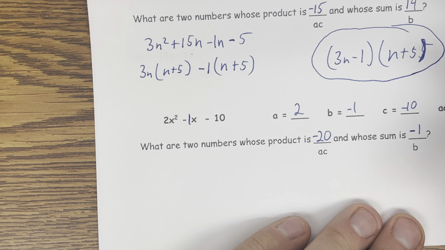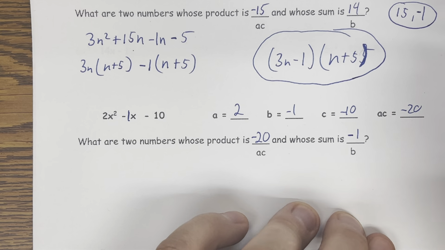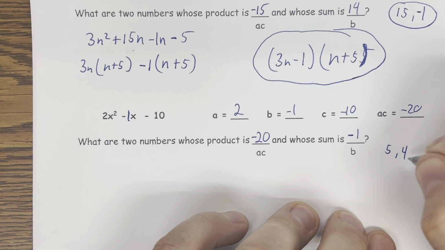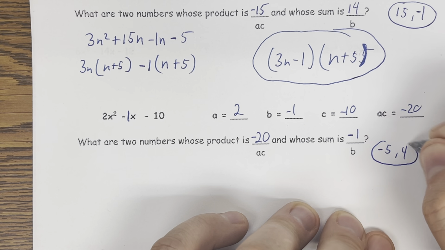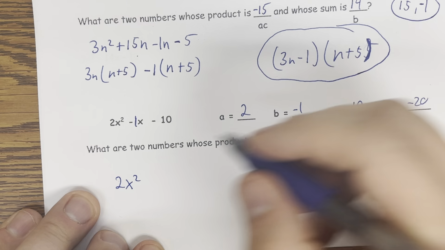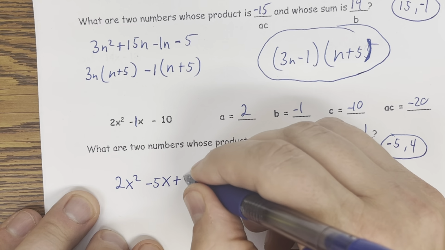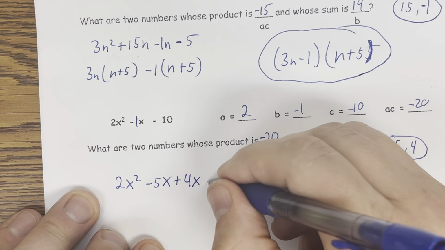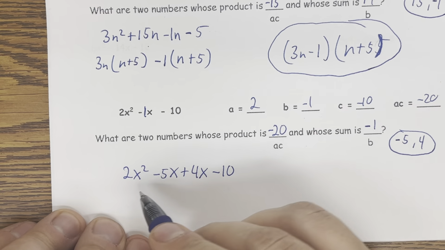All right, factors of 20 to get to -1. They're going to be close together, so let's go with 5 and 4. For us to get -1, 5 needs to be negative, 4 needs to be positive. We'll rewrite 2x squared minus 5x plus 4x minus 10. All right, that adds up to -1. We're good to go. Factor by grouping.